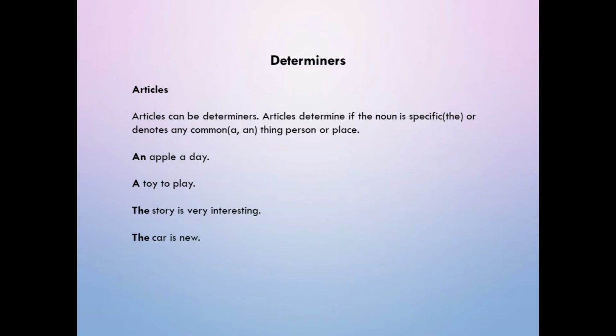The next one is the story is very interesting. In the sentence, the அப்படிங்கிற definite article is acting as the determiner and it is also placed before the noun that is story. The last example is the car is new. Even in this sentence the article the is acting as a determiner and it is placed before the noun car.